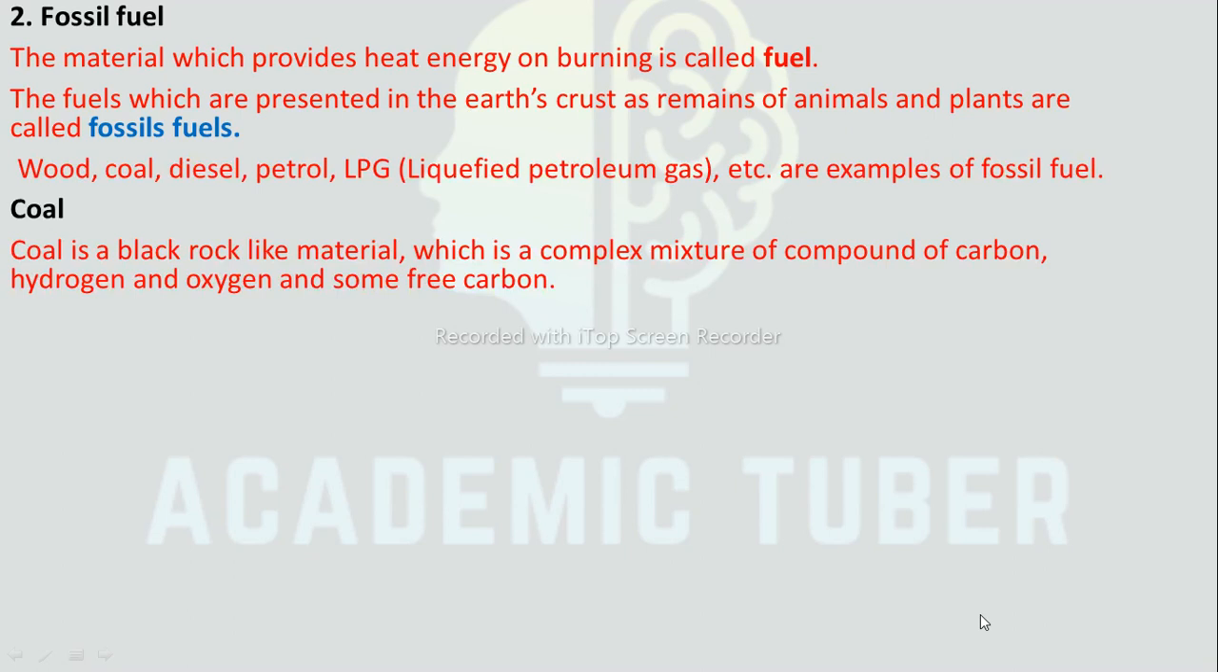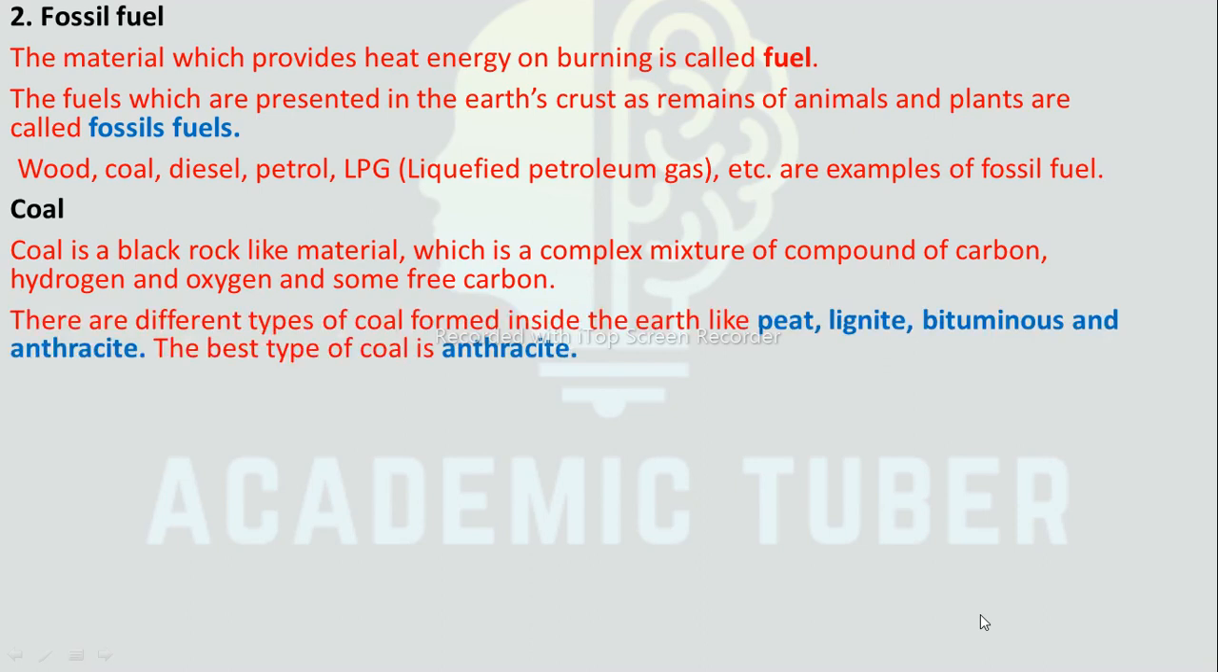Coal. Coal is a black mineral-like material which is a complex mixture of compounds of carbon, hydrogen, and oxygen and some free carbon. There are different types of coal formed inside the earth, like peat, lignite, bituminous, and anthracite. The best quality coal is anthracite and the least quality coal is peat. Anthracite is considered the highest quality coal because it has more carbon, whereas peat has less carbon. That is the reason peat is considered the least quality coal.